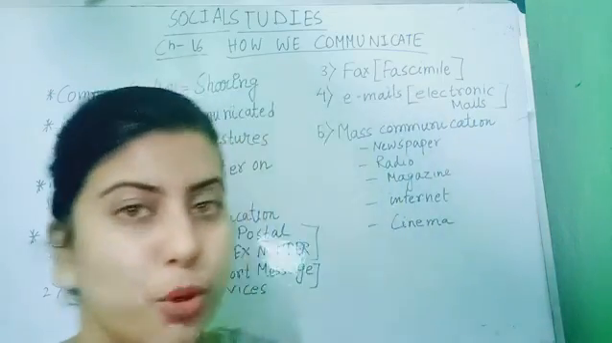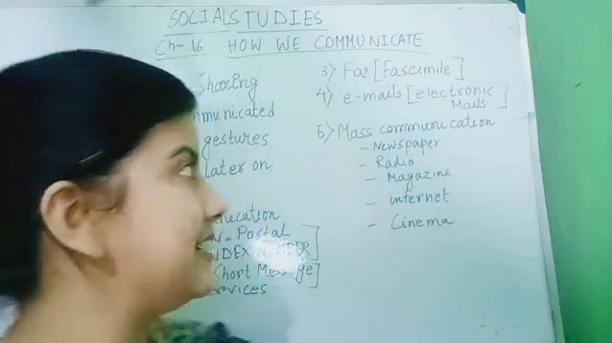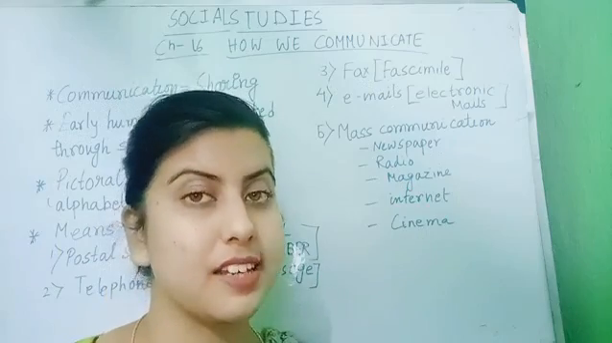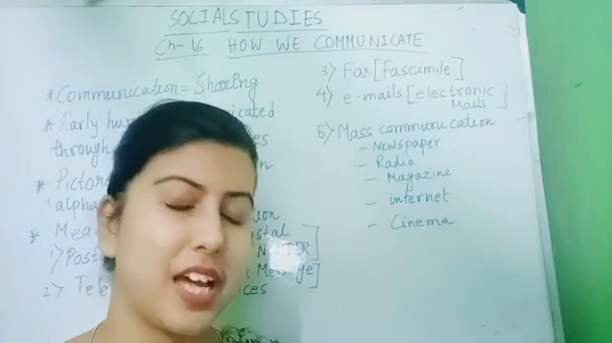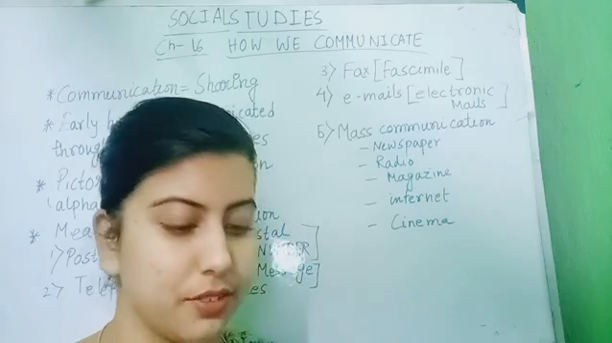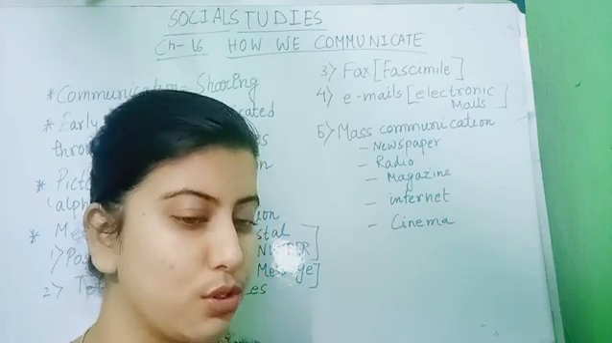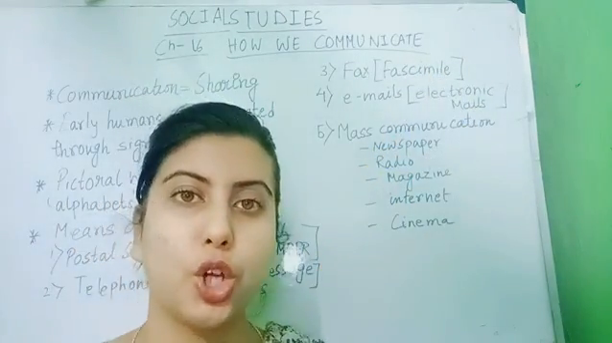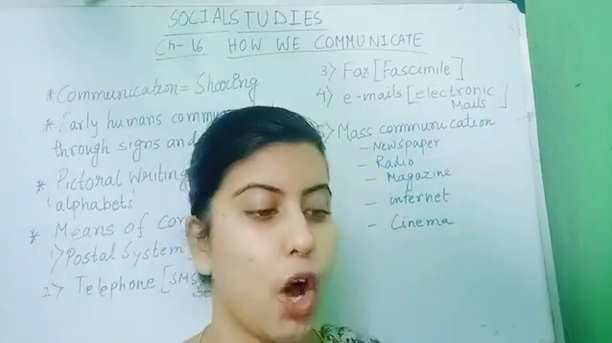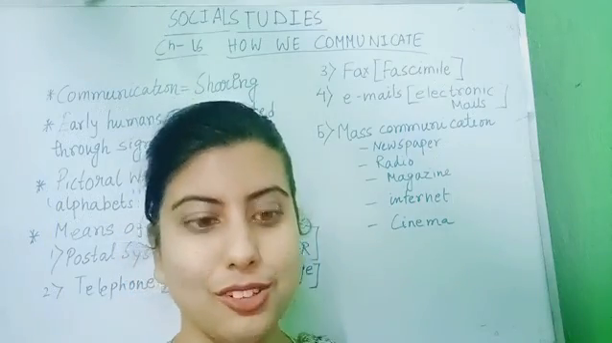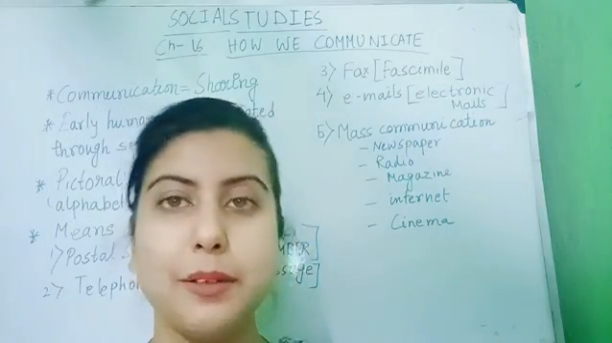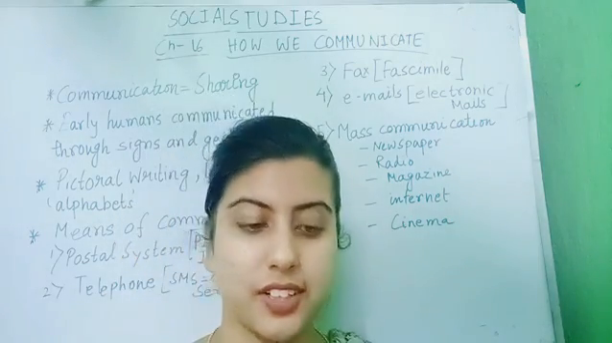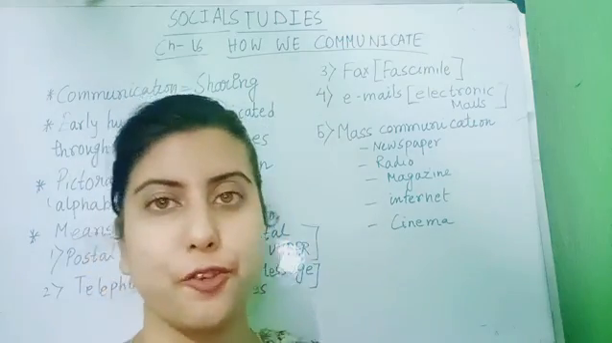Now the next mode of communication is fax. Fax is one of the fastest modes of communication. How can we use the fax? The fax is also called facsimile. To send written messages and pictures through telephone, we use a facsimile machine. When the message reaches the receiver, it appears in printed form.